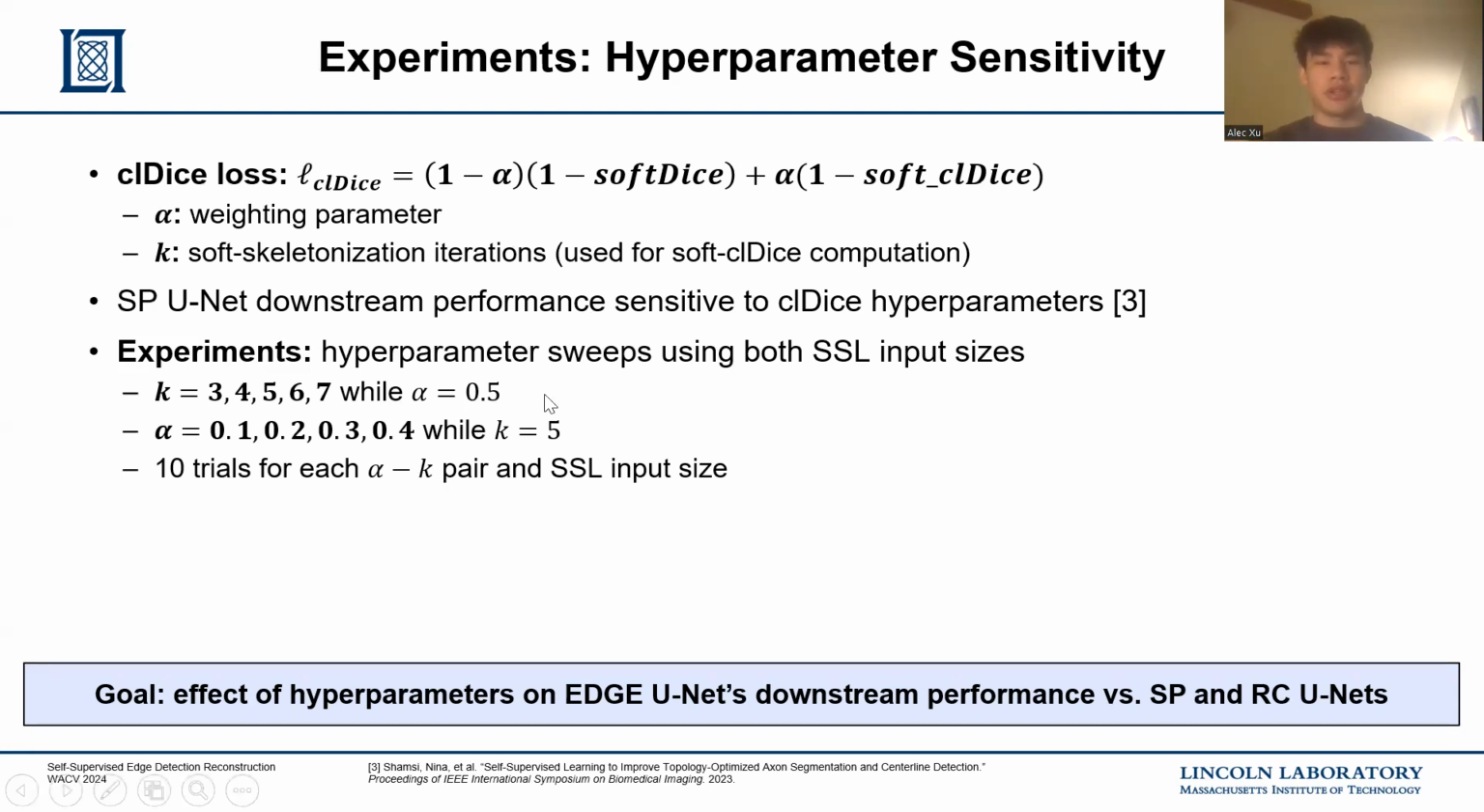And so to do so, we swept through both hyperparameters while keeping the other one fixed. For example, we swept through different values of k while keeping alpha fixed, and then we swept through different values of alpha while keeping k fixed. And so for each alpha k pair that we used, we conducted 10 training instances or 10 trials, and then for all of our following results, we recorded the resulting metrics on the test sets.